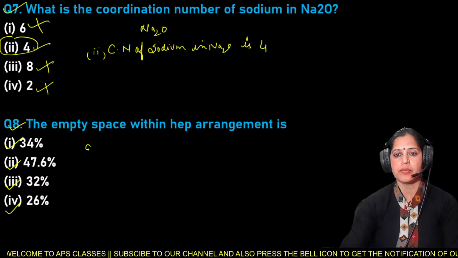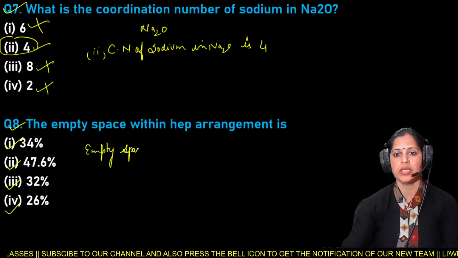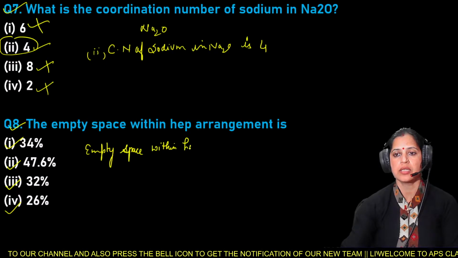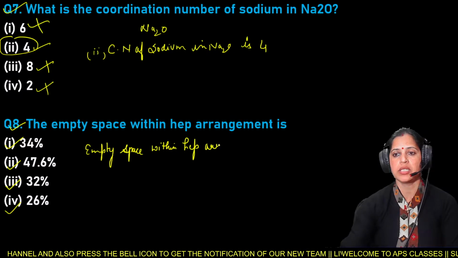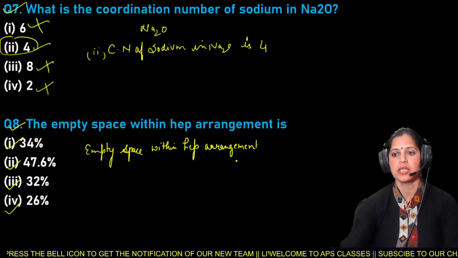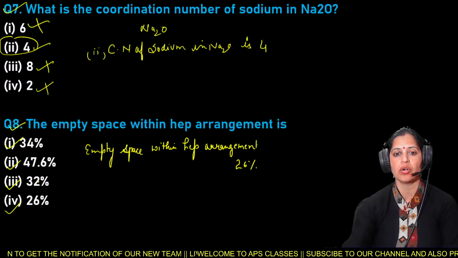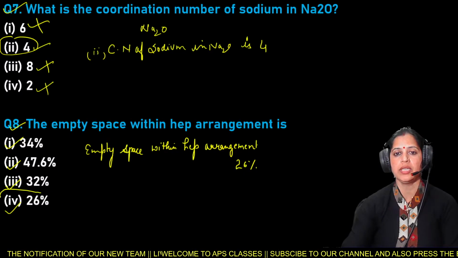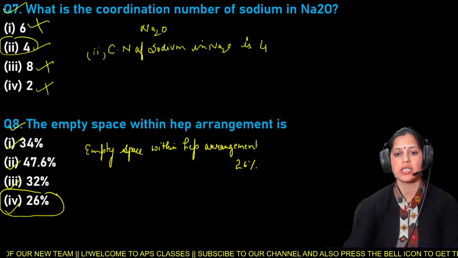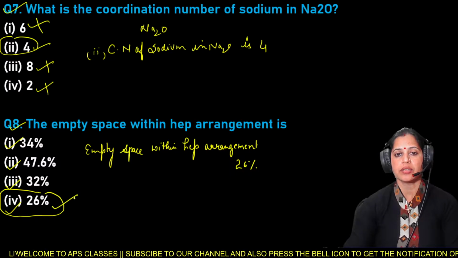So the empty space within HCP arrangement is 26%, not 34%, not 47.6%, and even not 32%. But only the empty space within the HCP arrangement is 26%. So here option 4 is the right answer for question number 8.